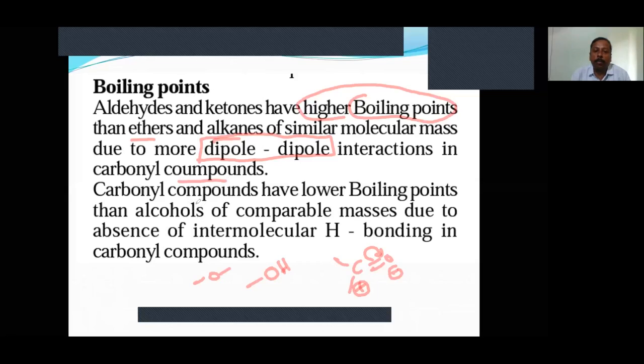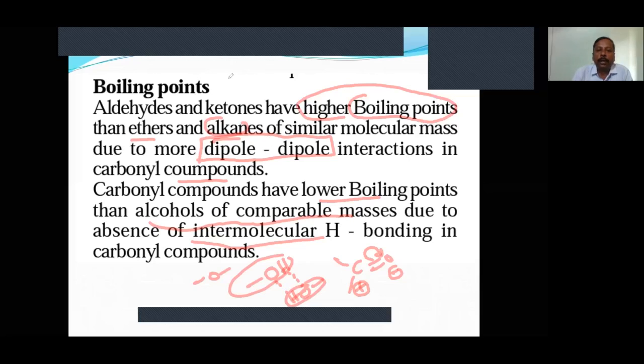Then carbonyl compounds have lower boiling points than alcohols of comparable masses due to absence of intermolecular hydrogen bonding. In alcohols there will be intermolecular hydrogen bonding. So this is one alcohol, this is another alcohol, and between the two alcohols hydrogen bonding is possible.